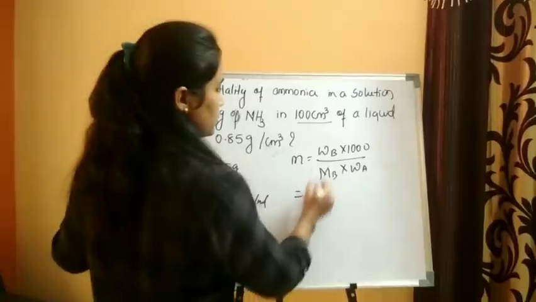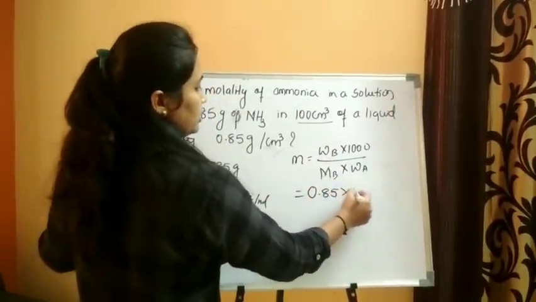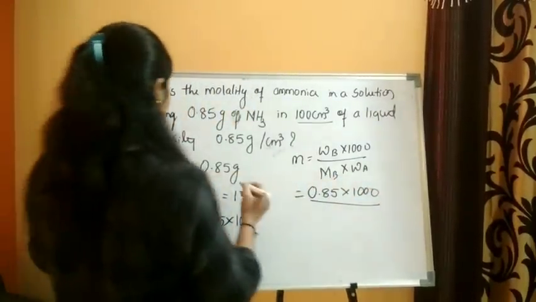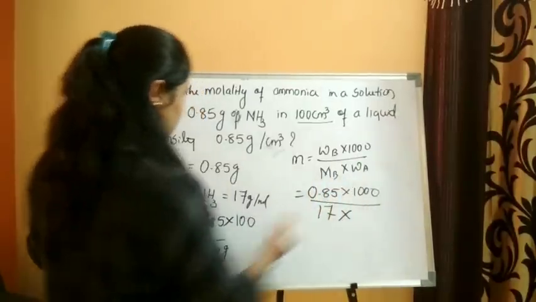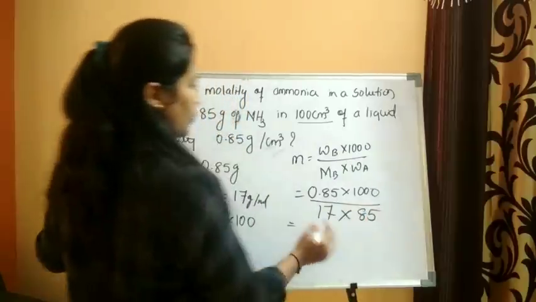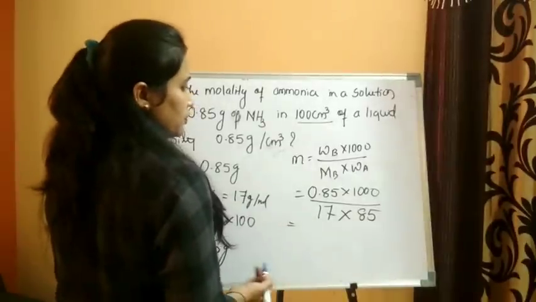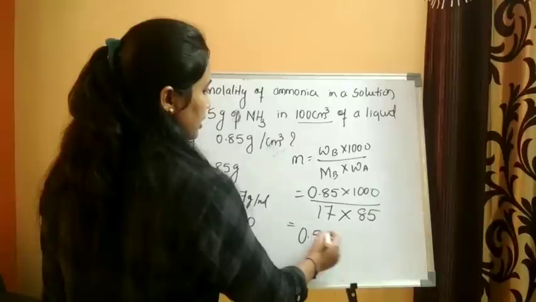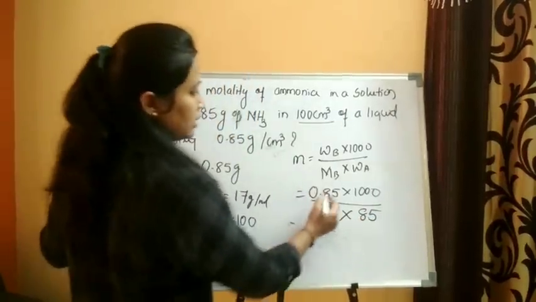Let us substitute those terms here. What is WB? It is 0.85 into 1000, divided by MB, the molar mass, that is 17, into the weight of the solvent, which we have just calculated, that is 85. When I try to solve this, there is a very easy way, where you are going to get around 0.599.